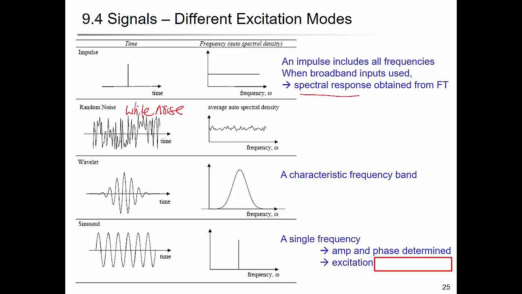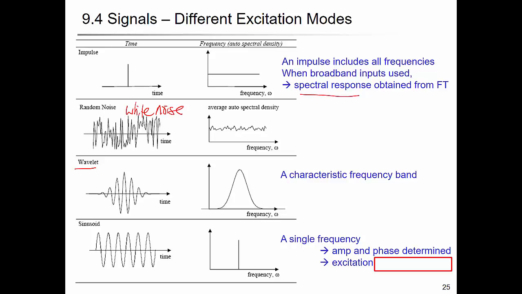Random noise includes various frequencies, so you can use this random noise as an impulse signal. And a wavelet is a packet of waves, so it includes a band of frequency. It could be from 1 to 2 kilohertz, or 1 to 1.2 kilohertz. You can decide whatever you want.